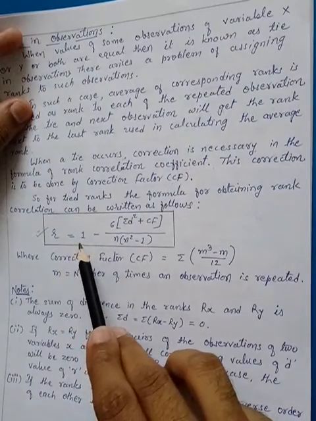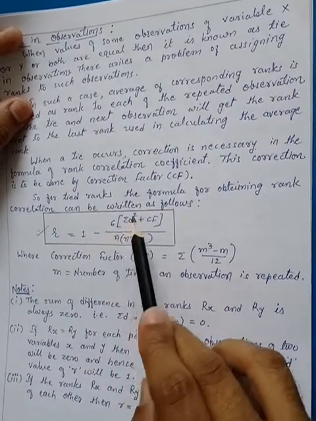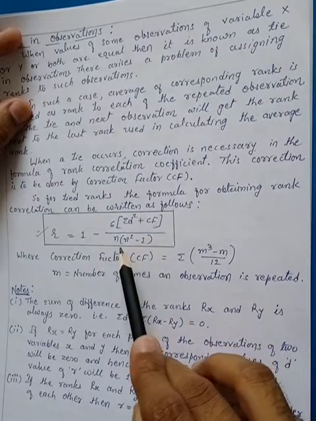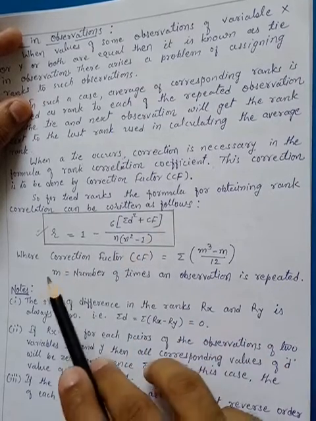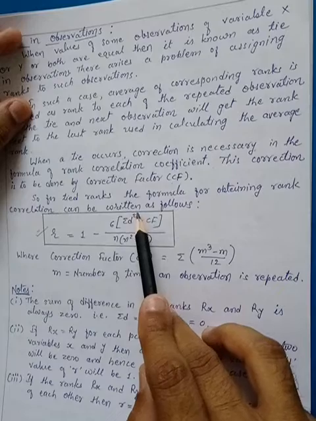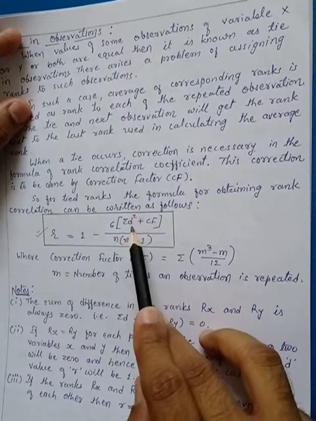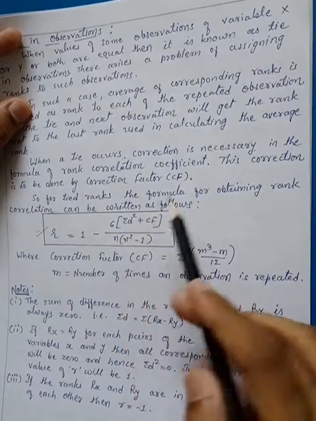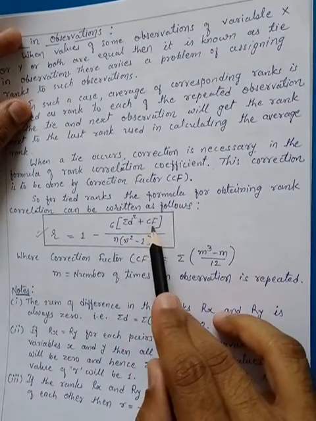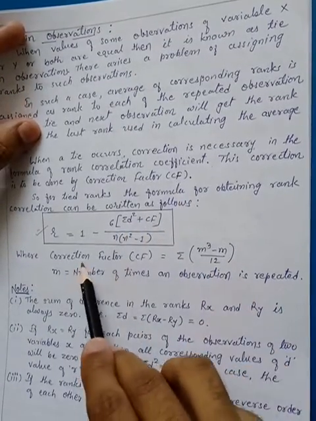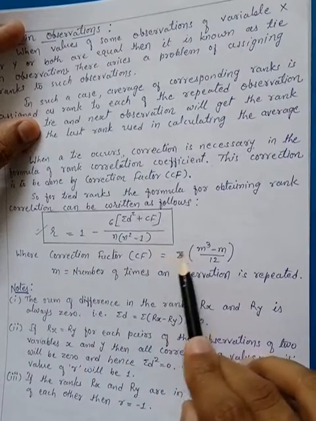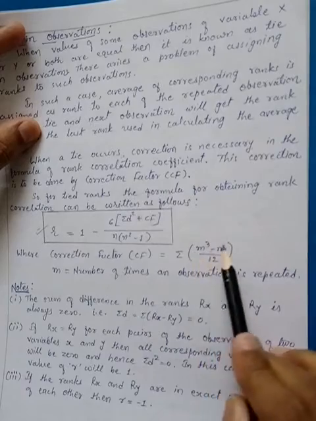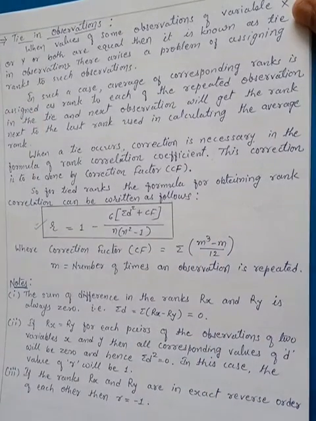Okay, so it is r equals 1 minus 6 into bracket sum of D square plus CF, divided by n into n square minus 1. So it is the same formula. In the previous one, only sum of D square was there, 6 into sum of D square in the numerator. In this one, it is sum of D square plus CF. Now see, how can we calculate this CF? The correction factor CF is equal to summation of m cube minus m upon 12. What is this m value? m cube minus m upon 12.